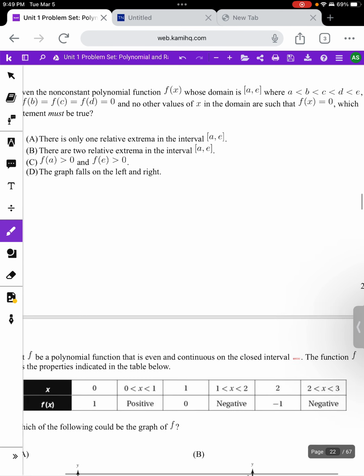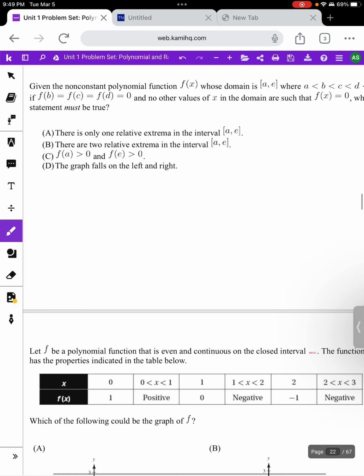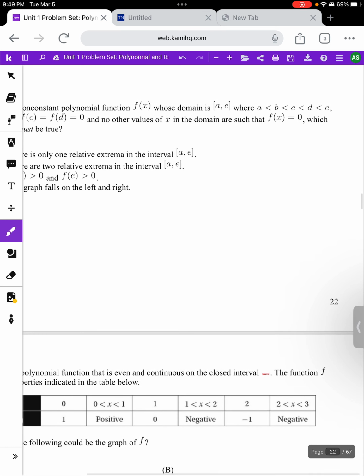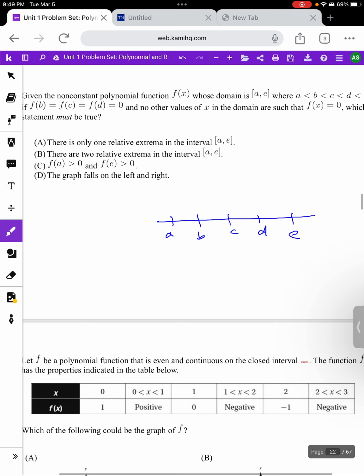Because this is a lot of words, a lot of word vomit just to make you freak out that you don't know what this is. But you can do this, okay? So let's say we have a number line, or we'll just draw this as our x-axis, right? And we have A, B, C, D, E, because they're in that order. And we know that f of B equals 0, so that's a 0. F of C equals 0, that's a 0. And D equals 0. And nothing else. So A and E are not zeros, is what they're telling us.